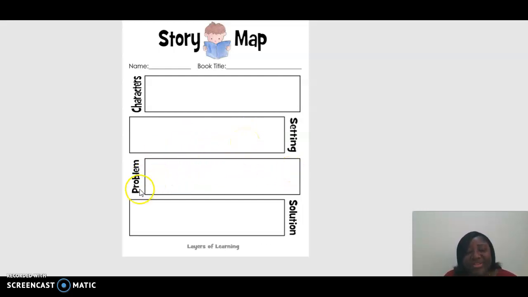Box number 3 says the problem. I'm sure you all know that. That means what was the thing that was bothering them in the story? What was the issue, or what was the thing that needed to be fixed? A problem is something that needs to be fixed. So what was the issue? What was the thing that needed to be fixed? It's the same as a problem.